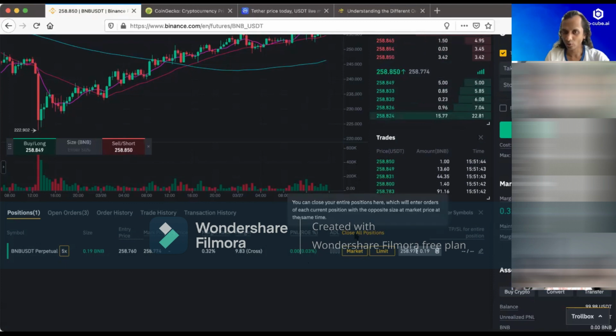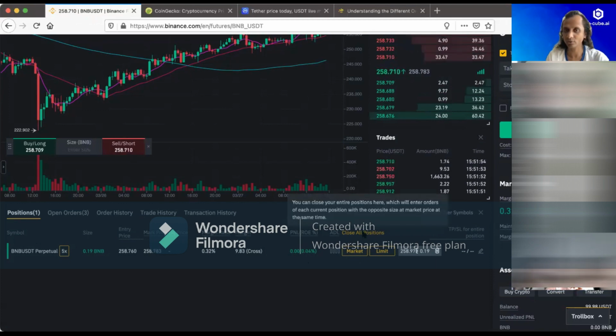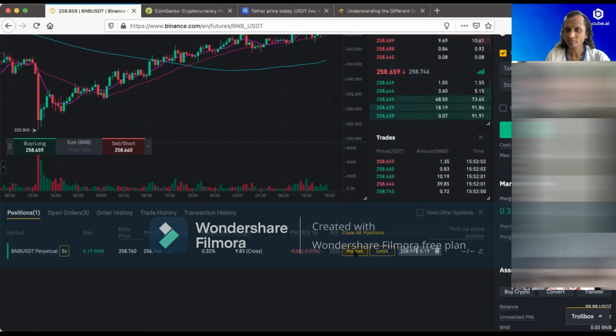And if you want to close these positions, you can either type market and close it, or you can click this one also, close all positions. The difference is, if you have several positions, you can close all the positions. But individually, if you have to close one, you can select it here itself. I always suggest going here and doing it if you really want to close a position.